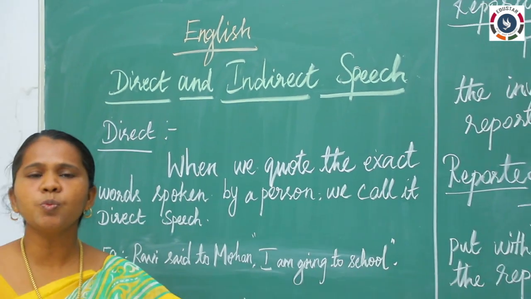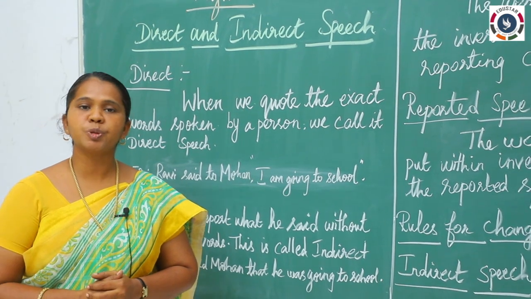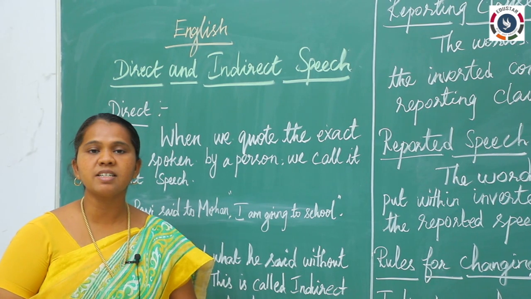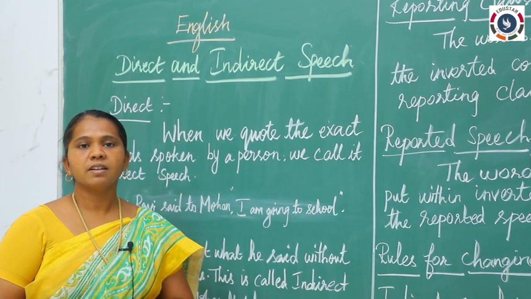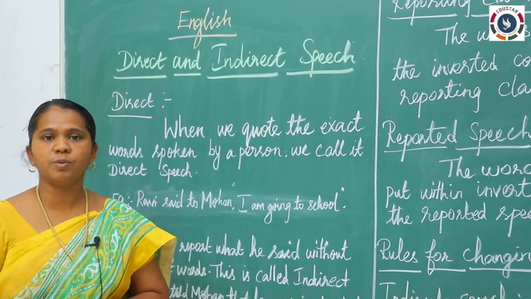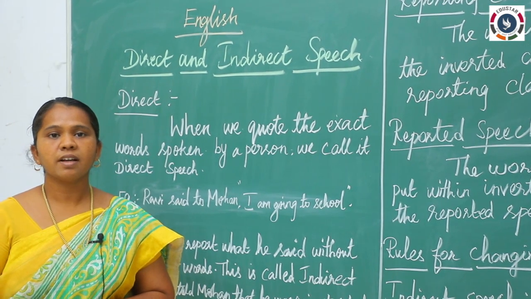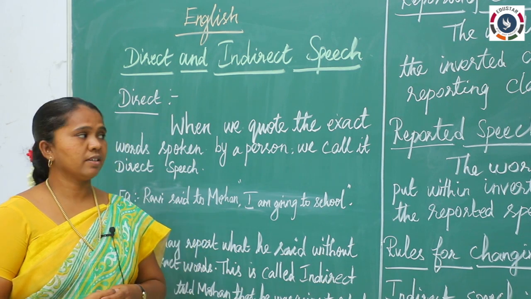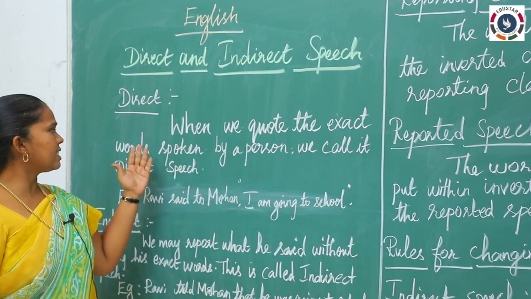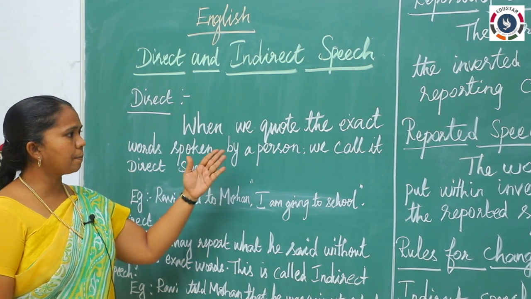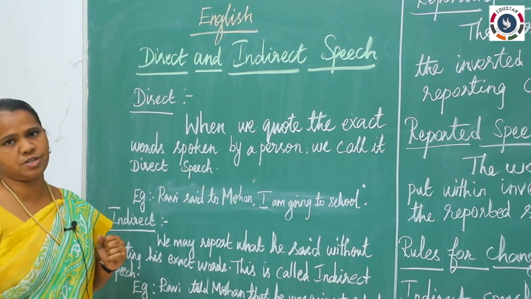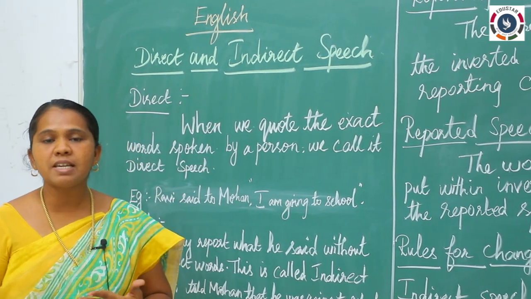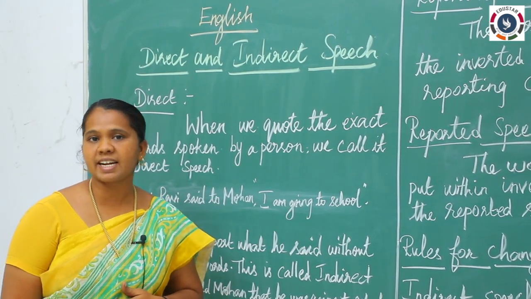Our spoken words can be delivered in two ways. One is in a direct way we can deliver and another one is indirect way we can deliver. So what is then direct way? When we quote the exact words spoken by a person, we call it direct speech. Exact words of the speaker must be quoted in direct speech.